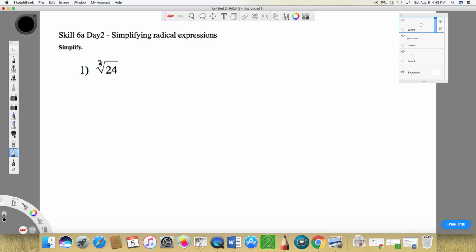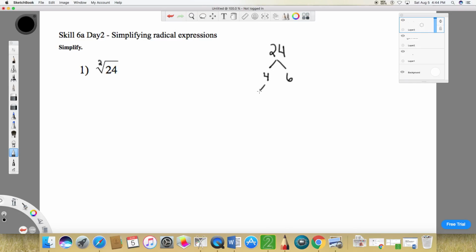So then we need to break down 24. So let's come over here and let's break down 24. And what you kind of want to do is look to see if you can find the largest perfect square that divides 24, but you may not always see it. So if you do see it, 4 times 6 is 24.